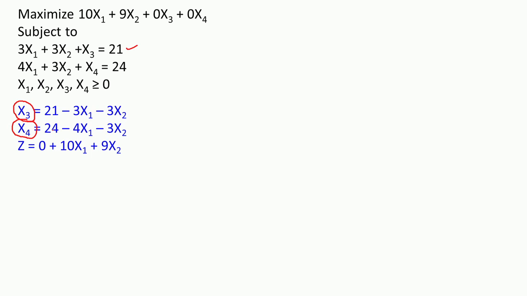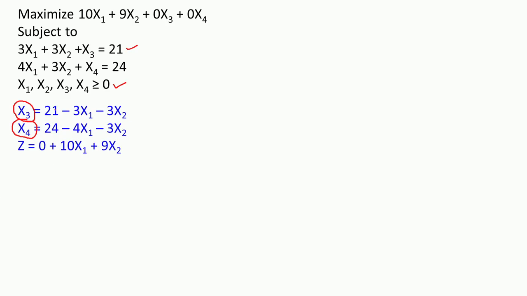So, we have the starting solution x3 equal to 21, x4 equal to 24, x1 x2 equal to 0 is basic feasible because it satisfies the non-negativity restriction. It also satisfies the two given equations. So, now we have written the basic variables in terms of the non-basic variables.